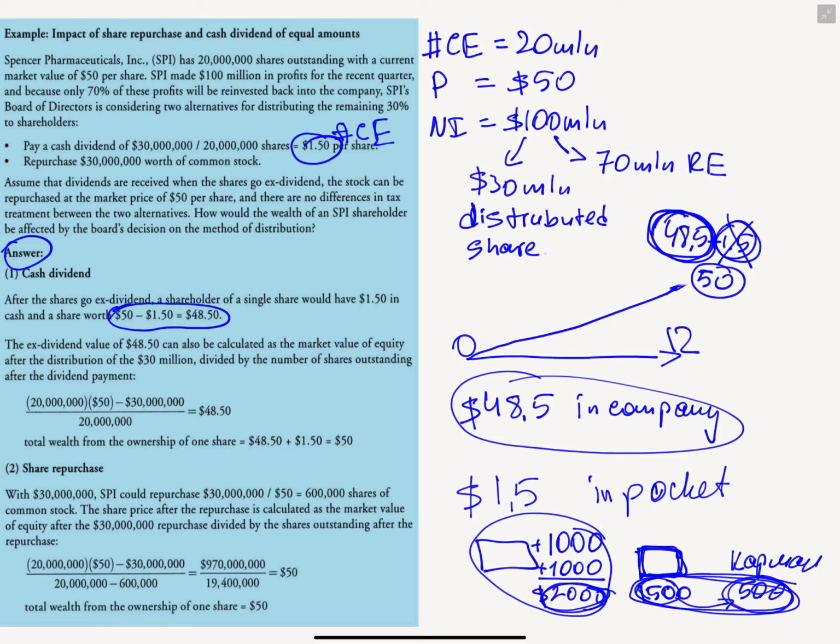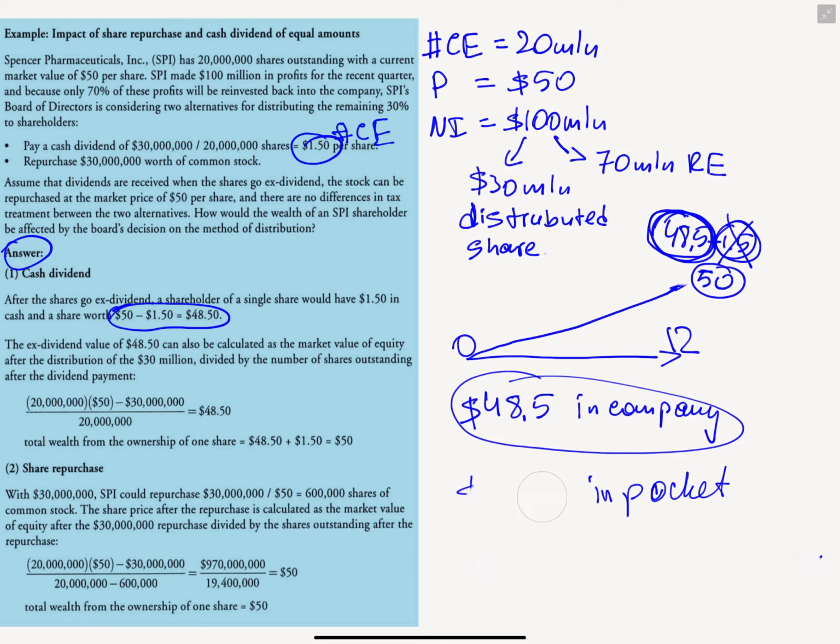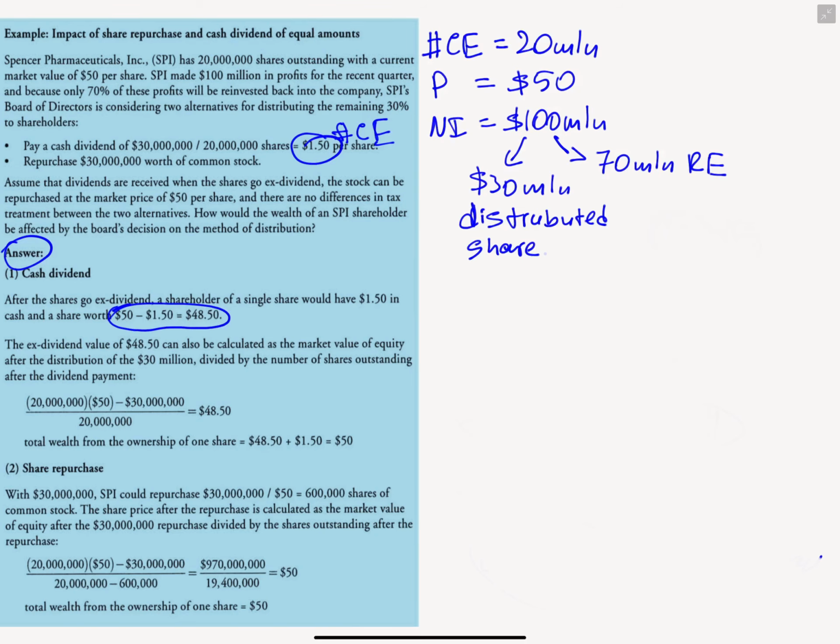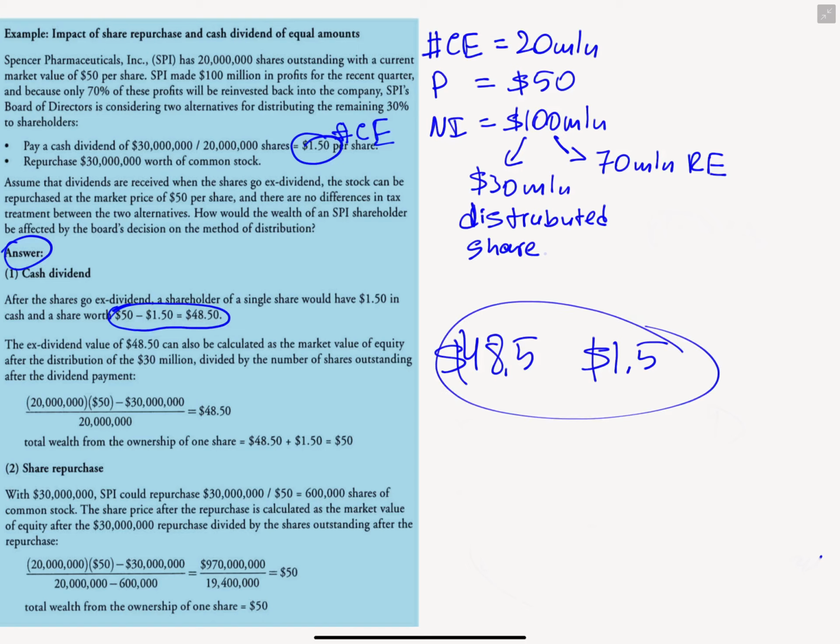Так как вы не продавали свои акции, у вас акции еще в компании лежат, просто вы с оборота взяли деньги. Okay, that's it. Like, remember this cash dividend as going to the ATM and cashing out from the ATM. 48,5 в компании лежат, 1,5 в вашем кармане. Это все ваши деньги. Okay.